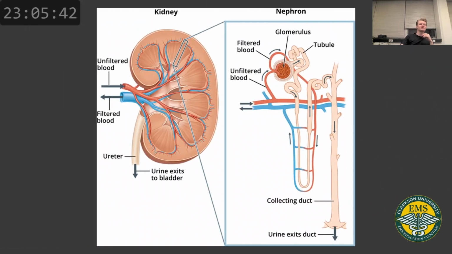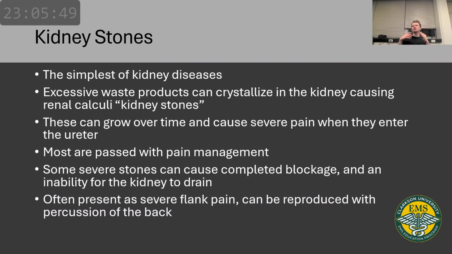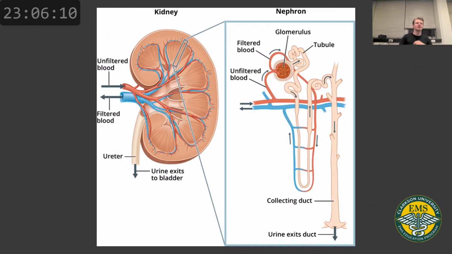Excessive waste products over time can build up here in the renal pelvis, and they can crystallize. These different ions, particularly calcium, can crystallize and form these little stones that we call renal calculi, or more commonly, kidney stones. These can continue to grow over time. They start off very small, and then as more urine comes in contact with them, more things can crystallize off and they can get larger.